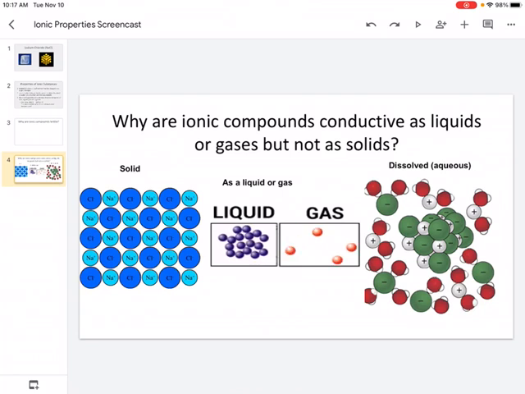So for my liquids or gaseous ionic compounds, they can conduct electricity, or when they're dissolved in water, because in all those cases, the ions are mobile. But for my solid ionic compounds, they cannot conduct electricity because the ions can't move.